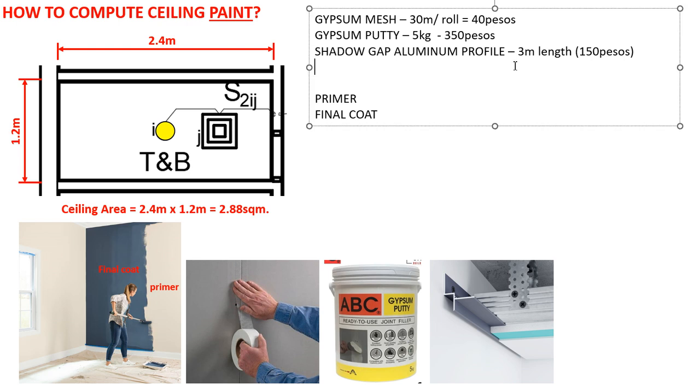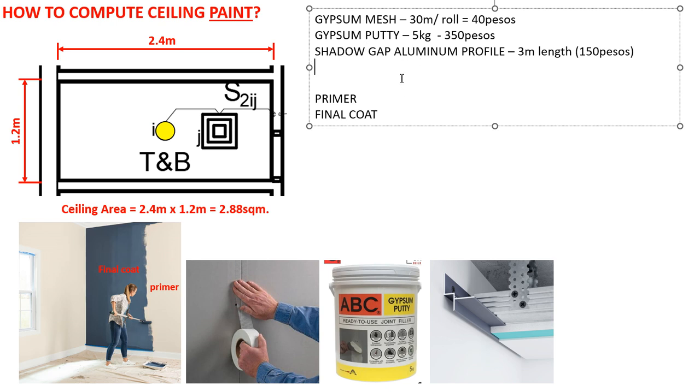And then we also have here some information for the preparation. Since our area is 1.2 by 2.4 meters, which is also equivalent to 1 gypsum board, we don't need to join any gypsum board, so we will not use gypsum mesh or gypsum putty. But for your information, gypsum mesh comes in a roll, which is 30 meters per roll and costs 40 pesos per roll, while gypsum putty comes in a 5 kilogram bucket, which costs around 350 pesos.